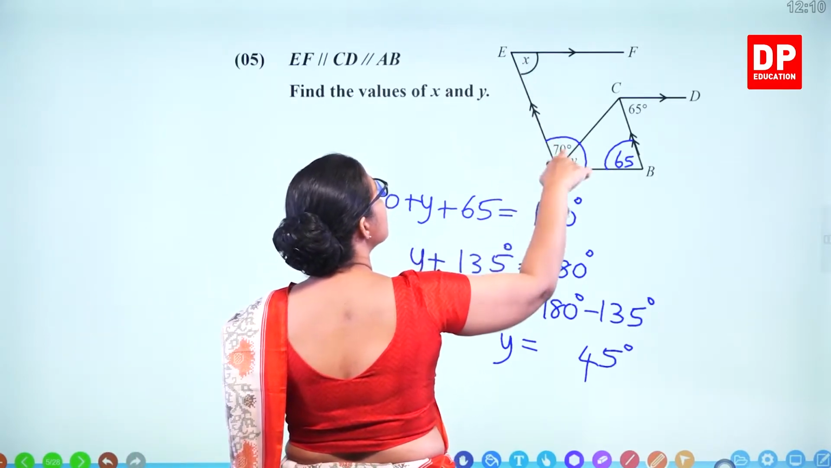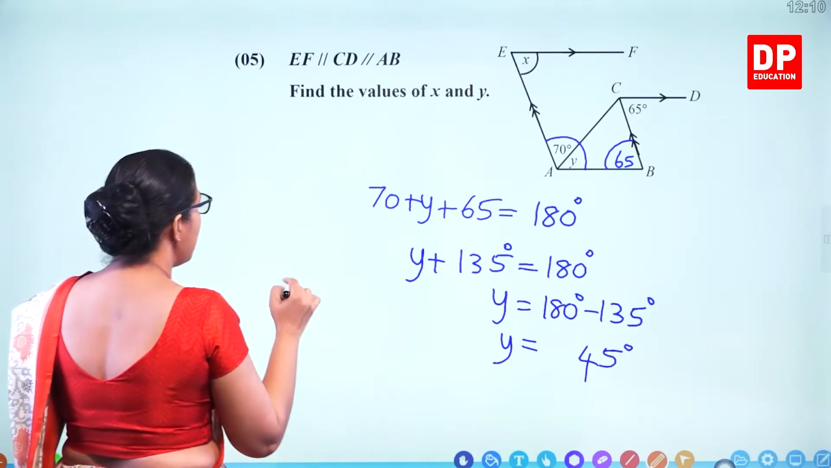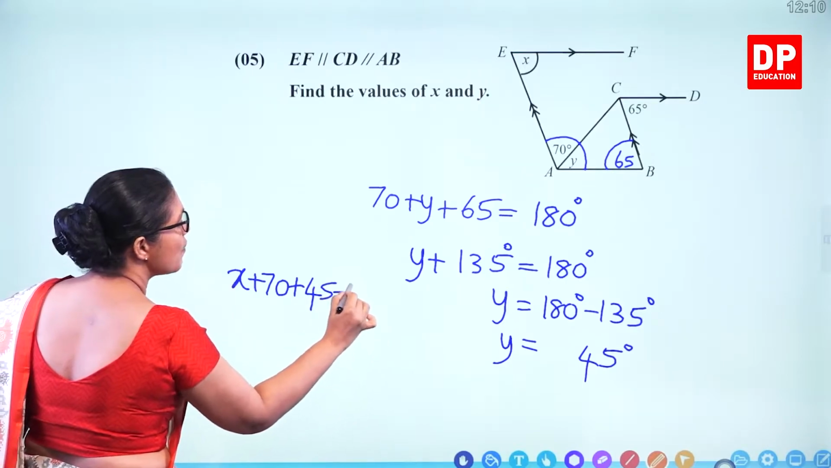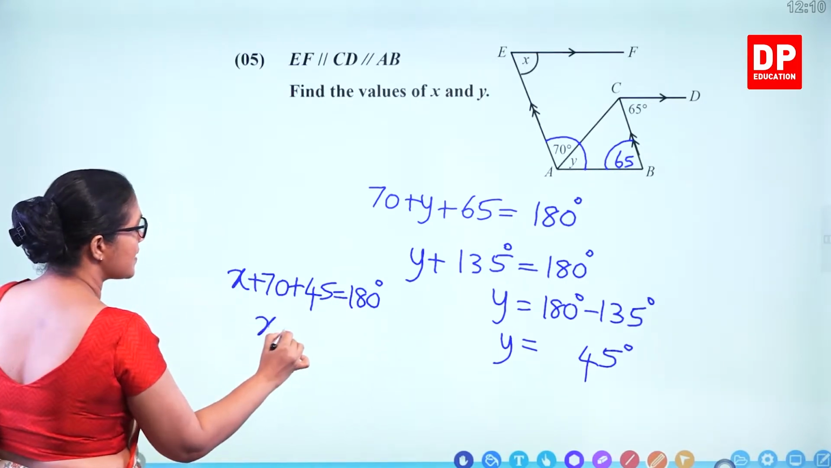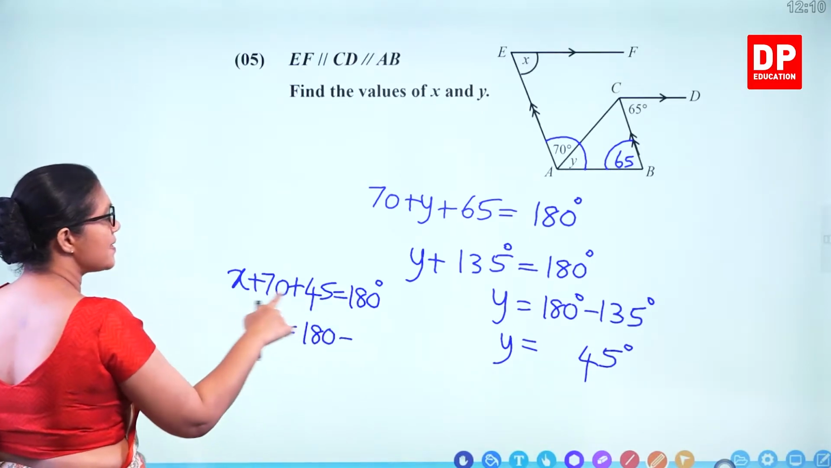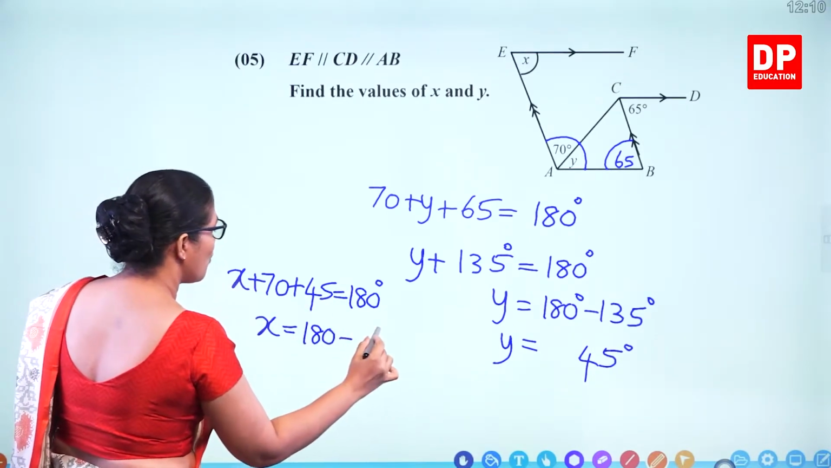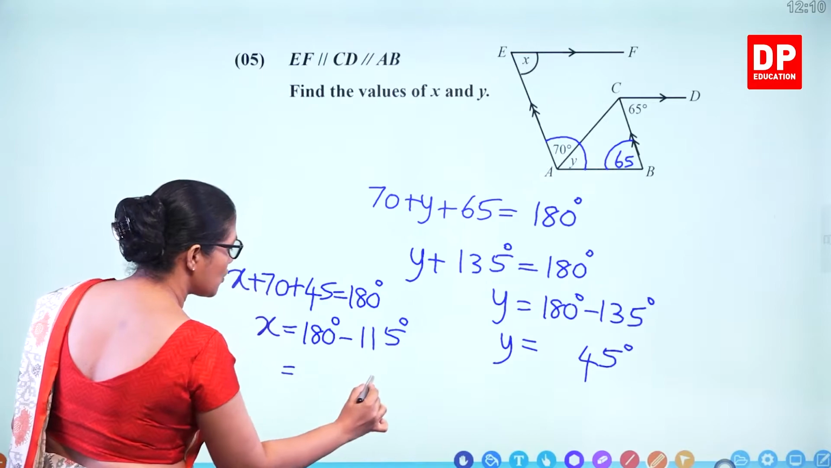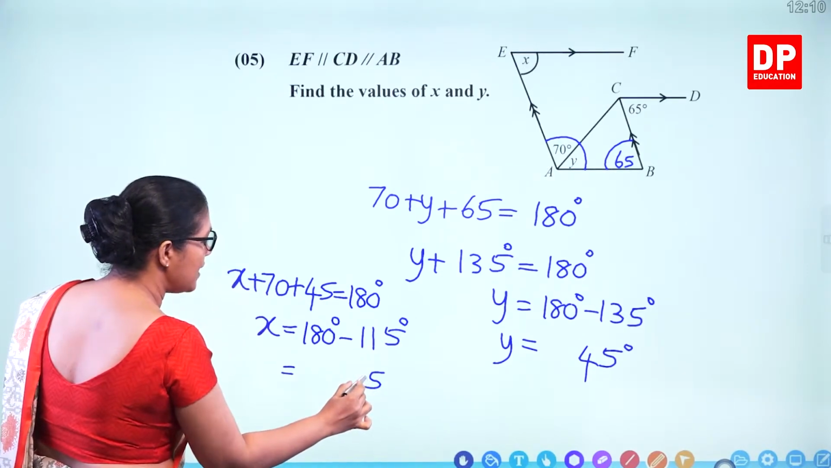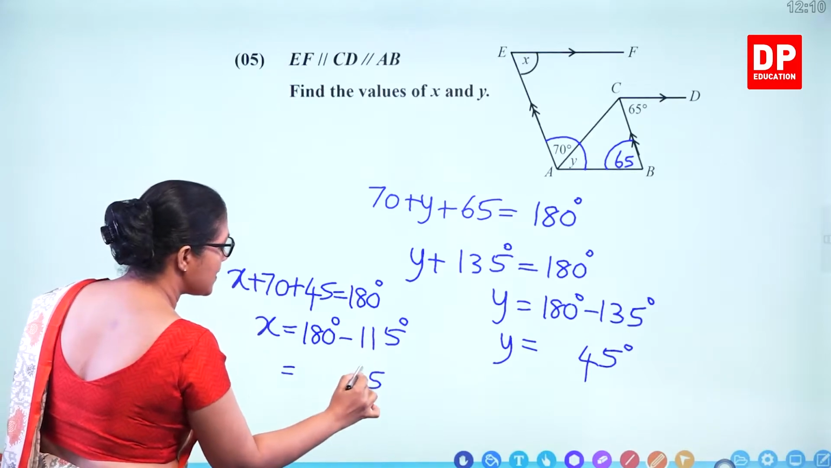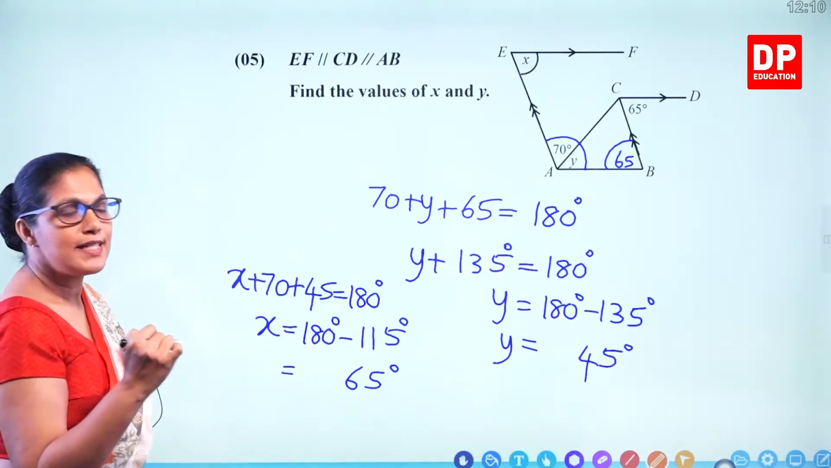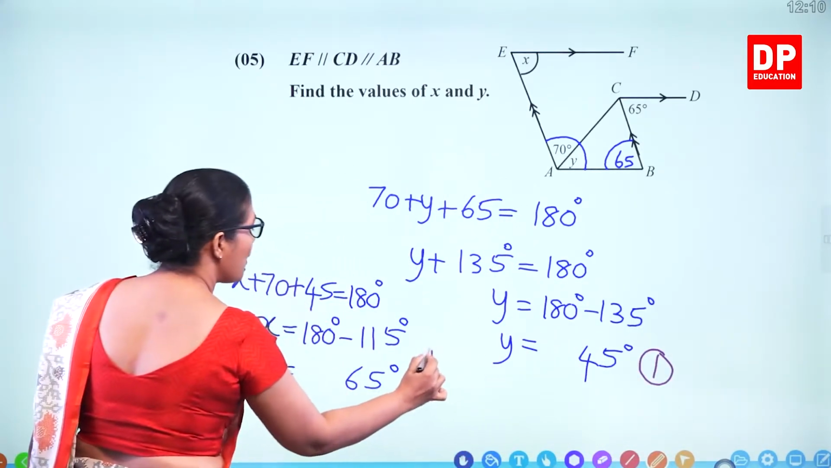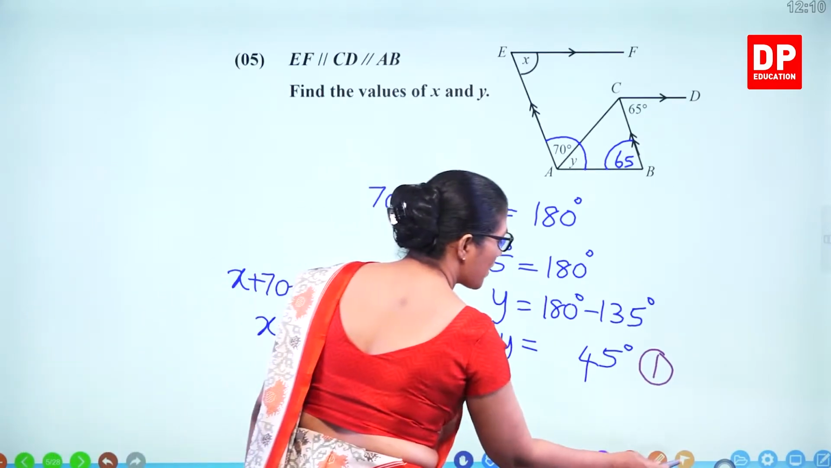Now you can find x. These are also allied angles. x plus 70 plus y, that's 45. That's equal to 180. So what's x? 180 minus these 2. So 70 plus 45 is 115, you can subtract. So you get 65 degrees for x. So you get 1 mark for x value and 1 mark for the y value. So altogether 2 marks.